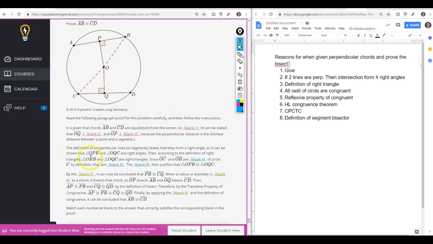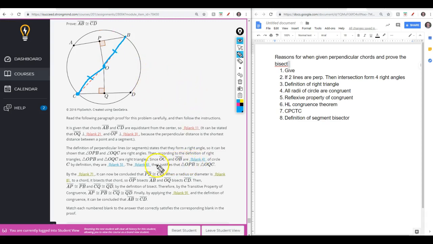So then we're moving on. The definition of perpendicular lines or segments states that they form a right angle, so it can be shown that angles OPB and OQC are right angles. Then according to the definition of right triangles, triangle OPB and triangle OQC are right triangles. Since segment OC and segment OB are blank of circle C, well, what are segment OC and segment OB? Segment OC starts at the center and hits a point on the outside. That means it's a radius. Segment OB does the same thing. That means it's a radius.